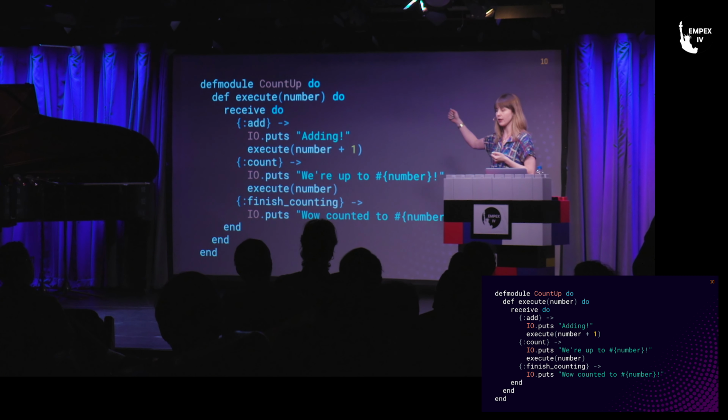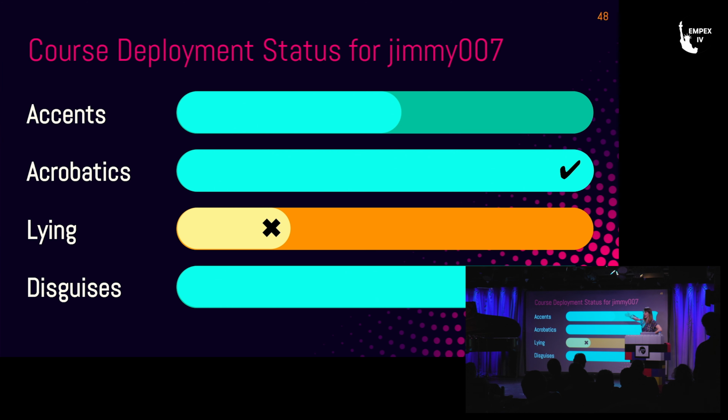We might have a state that looks like this, right? So we've got 4 lessons deploying for Jimmy 007. The first one, accents, seems to be about halfway through. Maybe it's created the organization or created the team. Acrobatics finished. That's great. Lying failed, and disguises is almost done. So what's a reason lying might have failed in this?